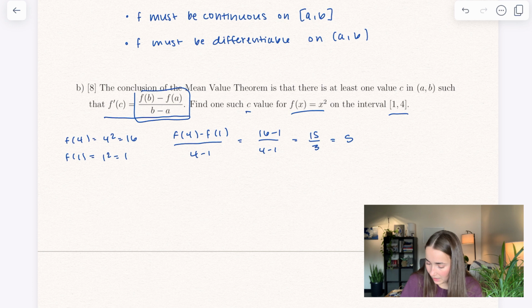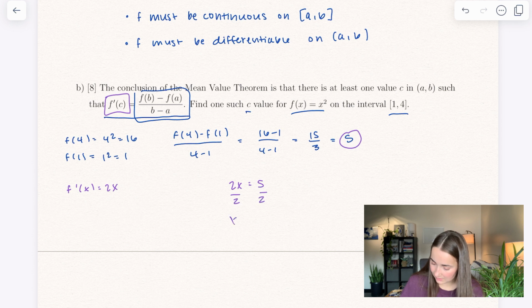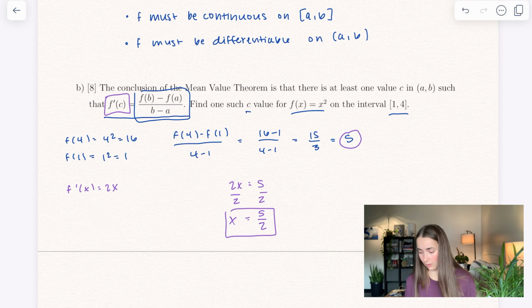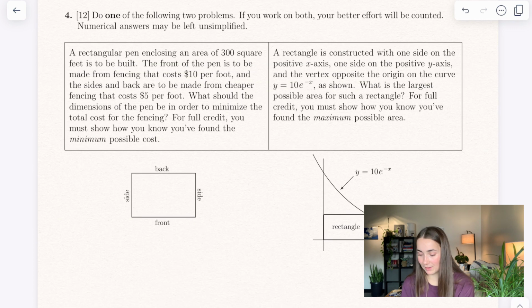So now let's go ahead and do the second part of this. I want to go ahead and take the derivative. So here we get 2x. I'm going to go ahead and set the derivative 2x equal to what we got right here, so 5. If I divide both sides by 2, I get x is equal to 5 halves, and this is the value that satisfies the mean value theorem. And we know this is for sure good because it's also inside our interval 1 to 4. So here's our solution.